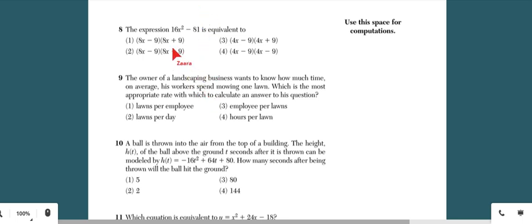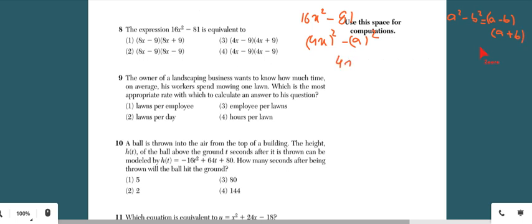Look at the next one. This is an expression and you have to write its equivalent expression. So we can write 16x squared minus 81. 16 is a perfect square of 4, so it can be written as (4x) squared minus 9 squared, and let's apply the formula. a squared minus b squared is equal to (a minus b)(a plus b). By applying this, we will get (4x minus 9)(4x plus 9). So (4x minus 9)(4x plus 9) is the right answer. Clear?